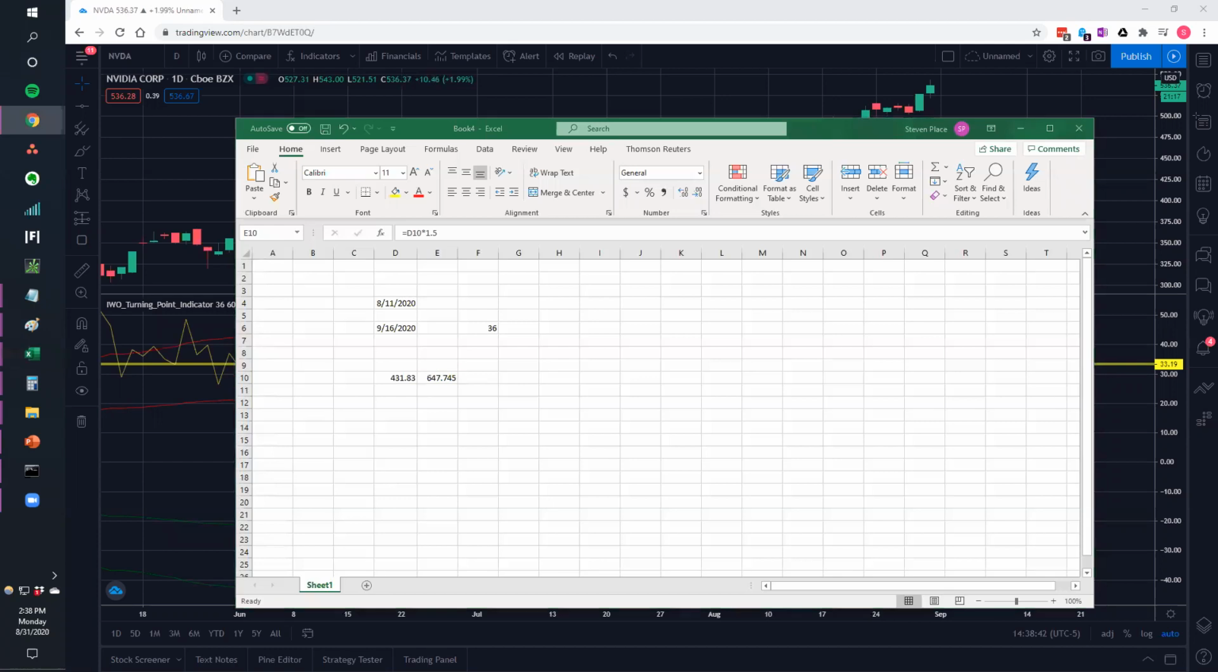The last time I looked at this, and I put it on Twitter, so I'll just double check it really quick, the 20 delta short option on NVIDIA was in the 600s. Just give me 1 second.